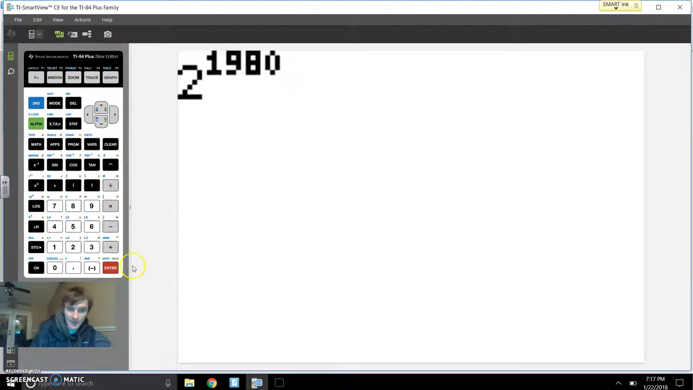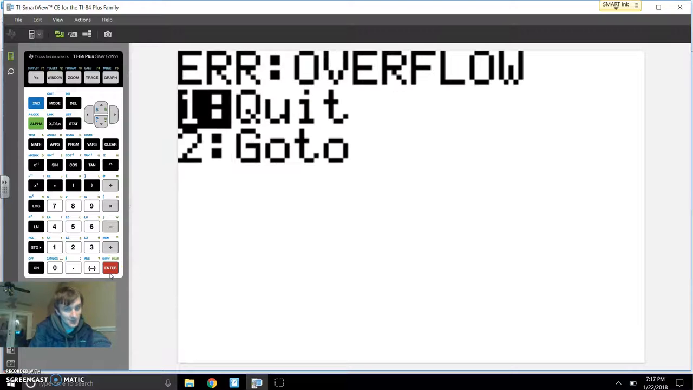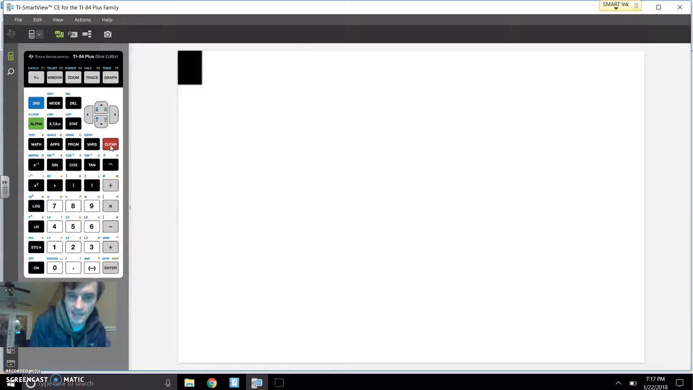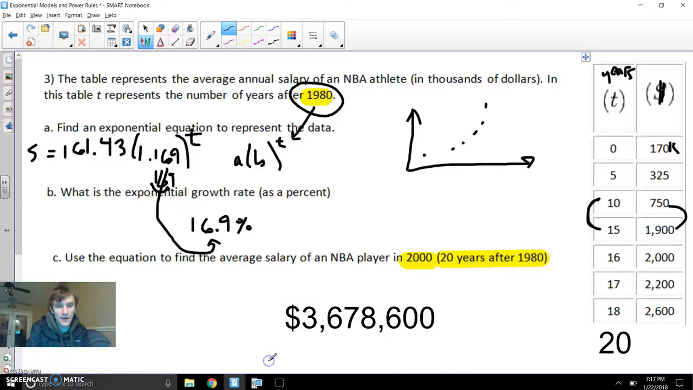Now this 2 to the 1980, that's the reason why we don't let the year actually be the year, is we can't actually plug in anything that has that large of a value. Okay, so now once we have this written down, and I do estimate it on paper, I'm going to use that equation now to figure out that this was 16.9%, just moving the decimal place off that 1.